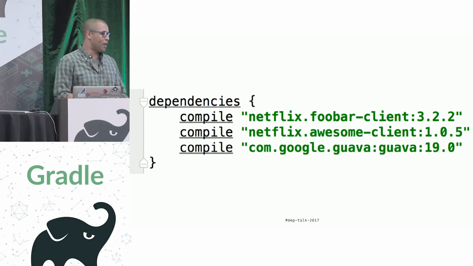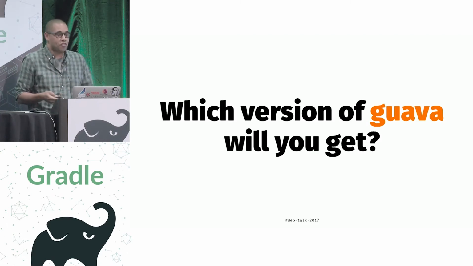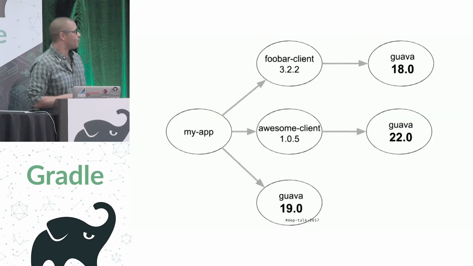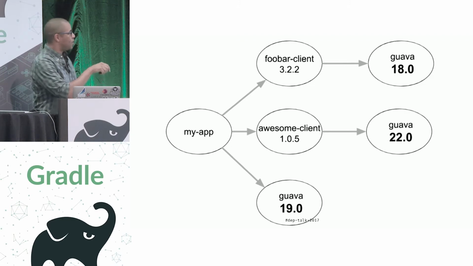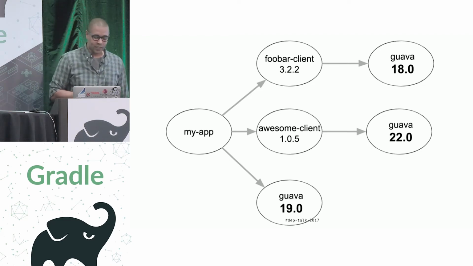So the question I want to ask you guys is, which version of Guava will you get by adding in the Awesome client 1.0.5? Does anyone want to take a guess? What's that? 20? The answer is, by looking at this, you don't know, right? Because the real dependency graph looks like this. And this is a very simplified version, but you're pinning down to Guava 19, the Awesome client brought in Guava 22, and the Foobar client brought in Guava 18, right? And what you didn't know at the time is that you were actually already upgrading the Foobar client to Guava 19, but somehow it worked in production, but you never knew that. And we only found out because you upgraded to Guava 22 because of the Awesome client.